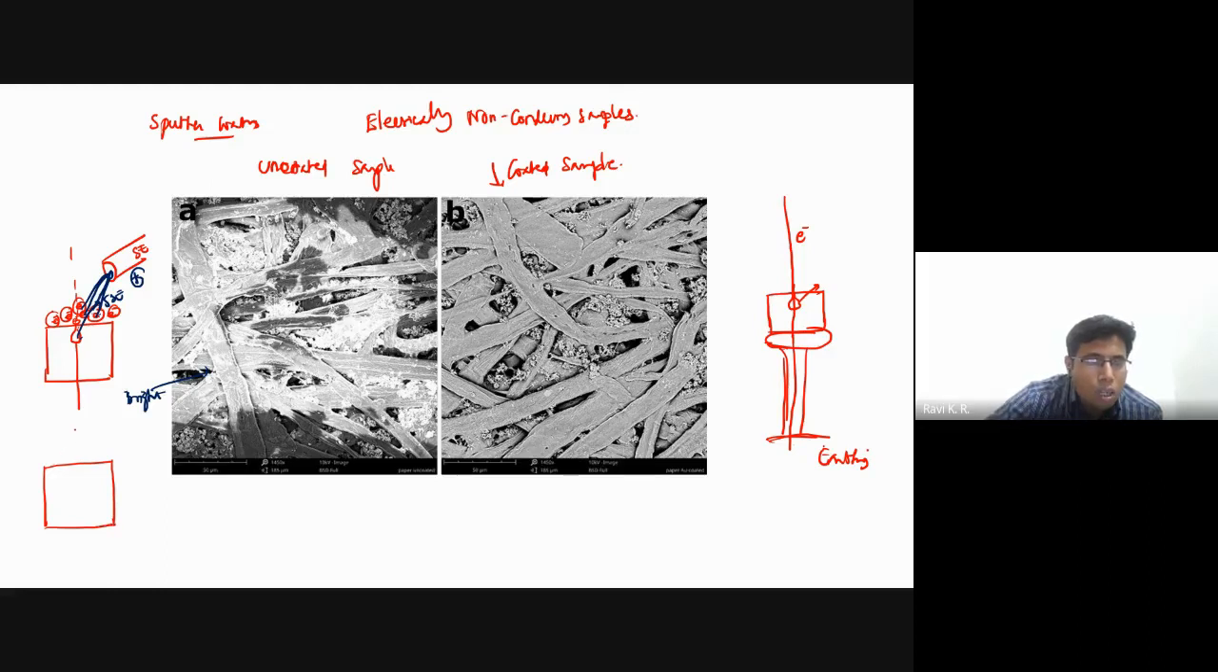Okay. So now this incident beam is coming. This is an uncoated sample. Now what we generally give is a silver paste, to give a connection. Through the silver paste you give a connection. So this is actually your stage.